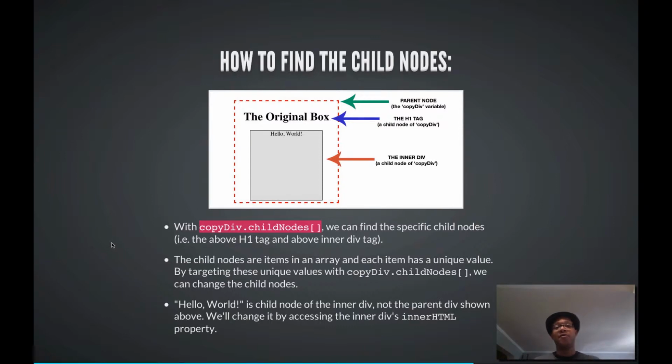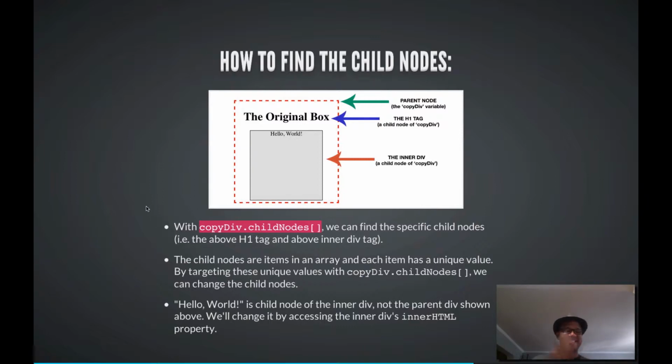Now these childNodes are going to be returned to us in the form of a JavaScript array, and each item has a unique value, which I'll show you in a second. Now by targeting these unique values with this line of code, we can change the childNodes to look and act, or mostly look, however we want. Let's just leave it at that. There is that hello world copy up here that's inside of that box right there.